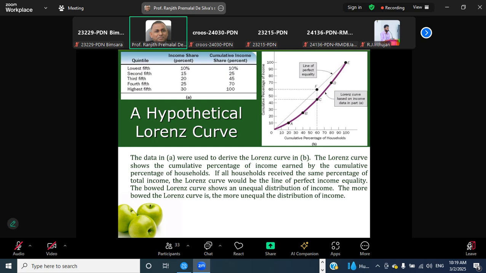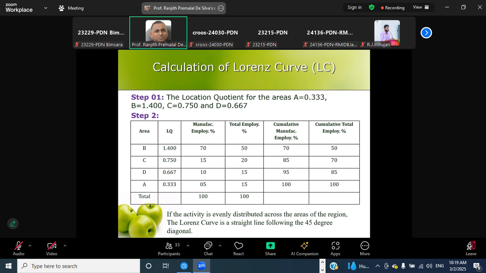So this is an example. I think I have deleted that slide; I had a graph line for this one. So this one also, we can put 70, 50, 85, 70, 95, 85. If you plot a graph taking cumulative manufacturing employment on the x-axis and the cumulative total employment on the y-axis, you still get the Lorenz curve. You can do it in both ways.